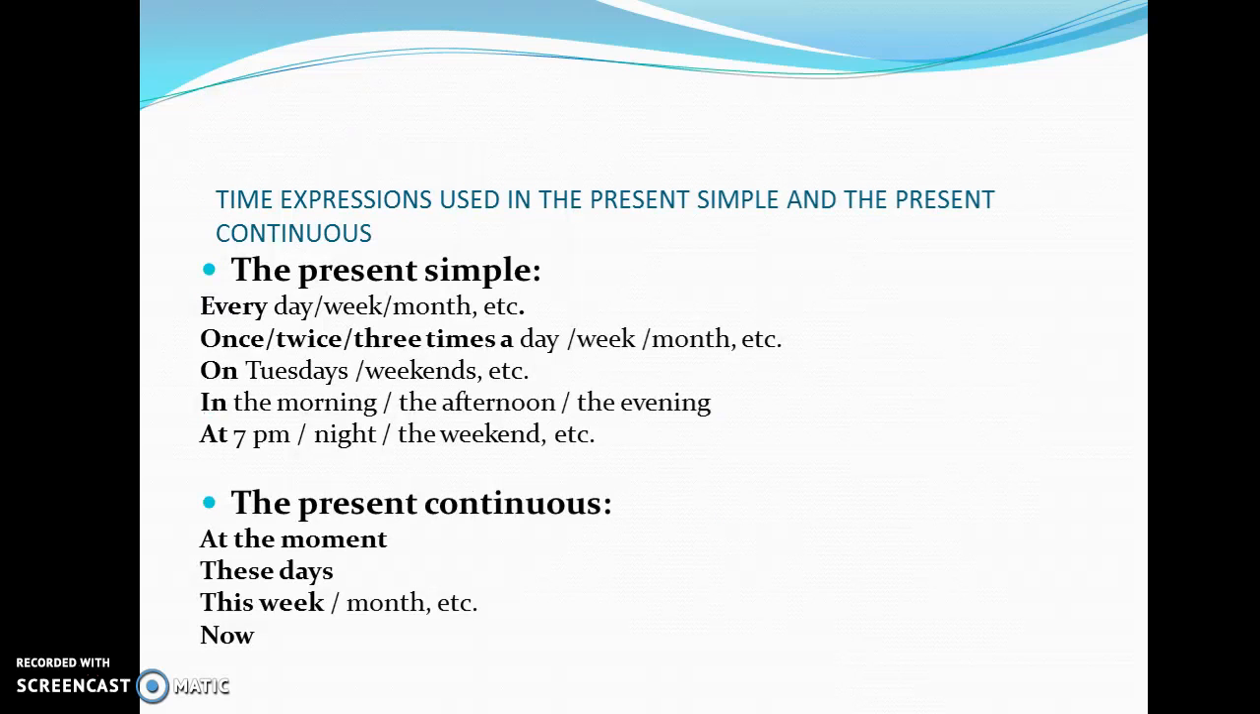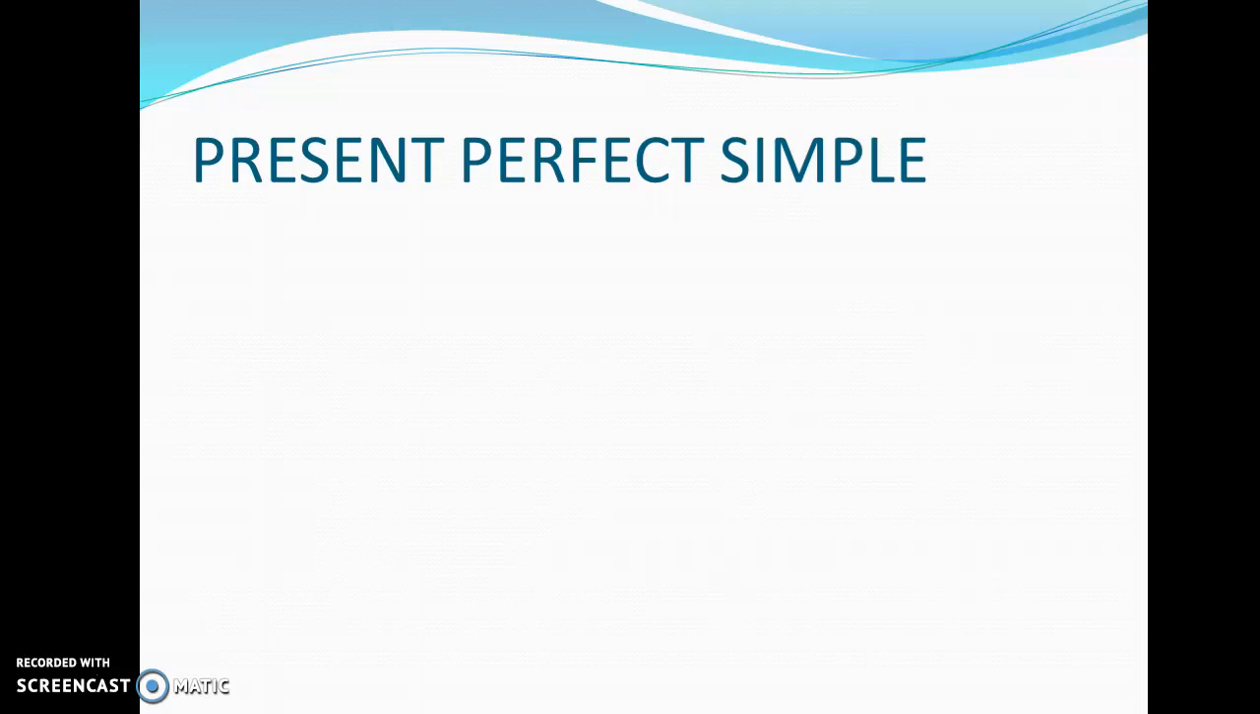Time expressions used in the present simple and in the present continuous. For the present simple: every day, every week, every month, once, twice, 3 times a day, a week, a month, on Tuesdays, on weekends as well, in the morning, in the afternoon, in the evening, but we don't say in the night, we say at night, at 7 p.m., at the weekend, etc. For the present continuous: at the moment, these days, because it's a temporary action, this week, this month, etc., or now.